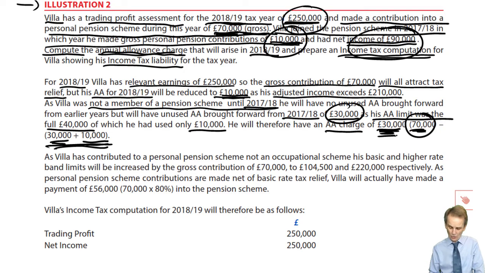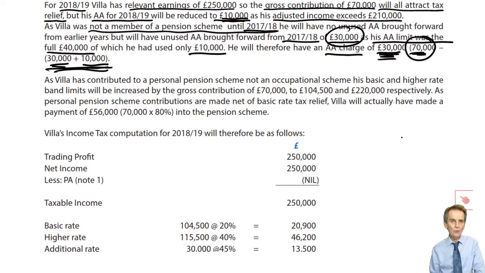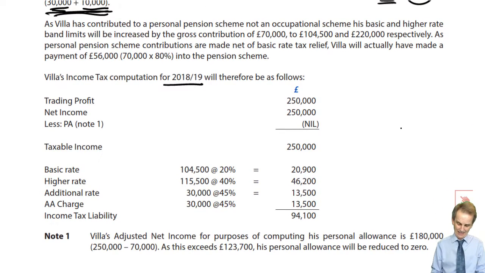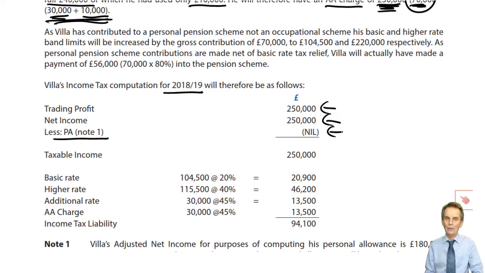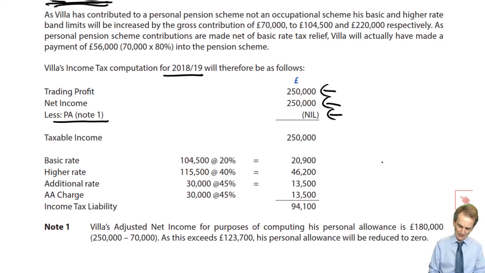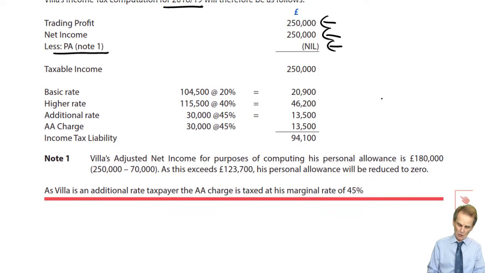Right, what do we do with that AA charge? We're going to tax it on the taxpayer here at his marginal rate of income tax. To establish that, we need to look at his income tax computation. So here we go, his income tax computation for 18-19. Trading profit, 250,000. Net income, 250. Personal allowance, note 1, is going to be nil. Now, it may seem very obvious, of course, with £250,000 of trading profit, that he's going to have no personal allowance.